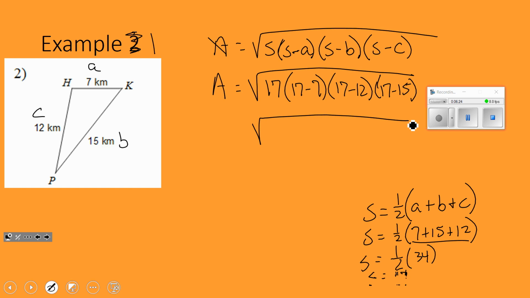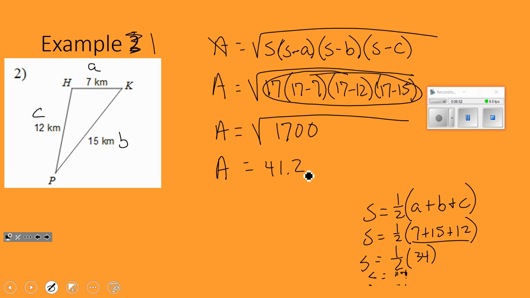So what's that underneath the radical? What if I just did everything under the radical? What would that be equal to? I got 1700. And then if I actually want to find the area, let's just take the square root of that. Square root of 1700. So what's our area equal to if we round it to the nearest tenth? 41.2, and we're going to say kilometers squared, because area is always squared. Squared kilometers. Okay? Pretty easy?